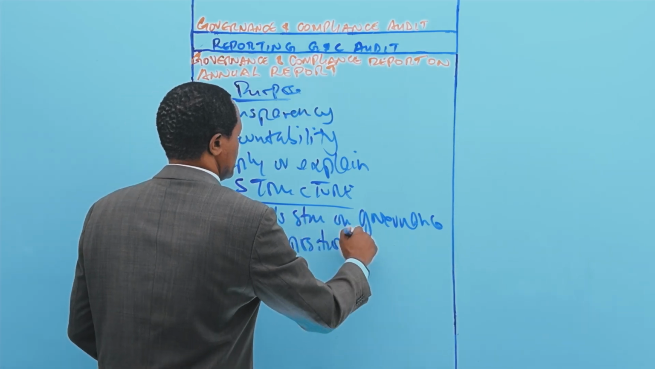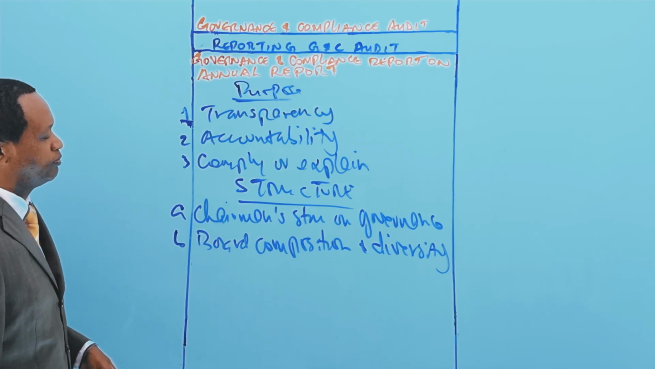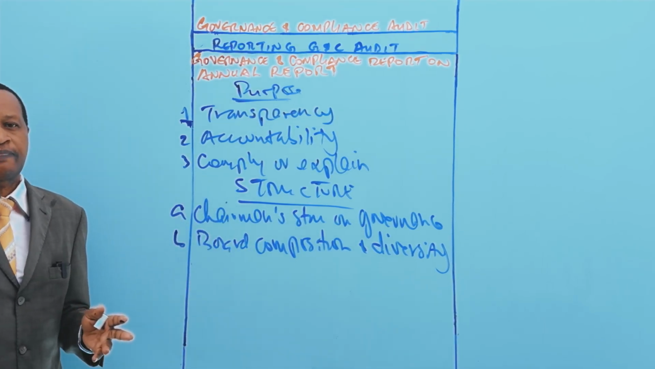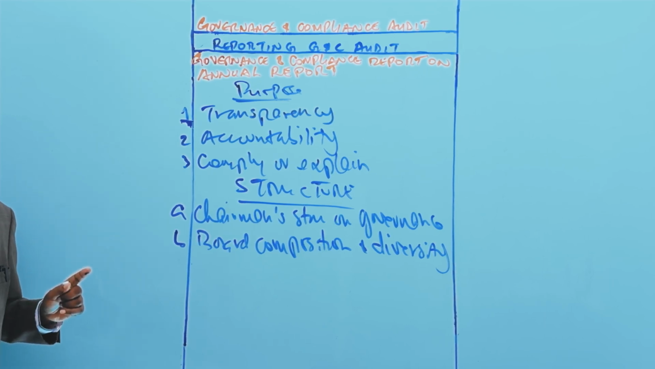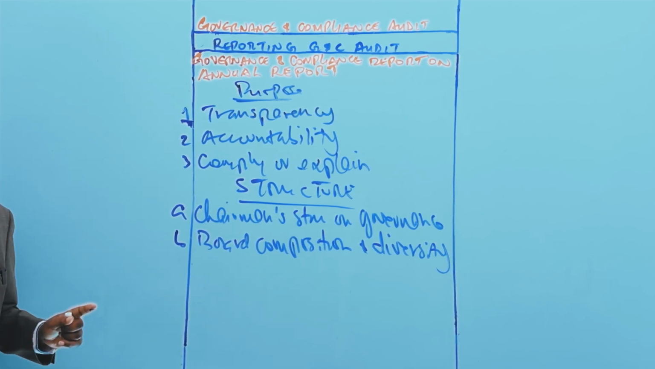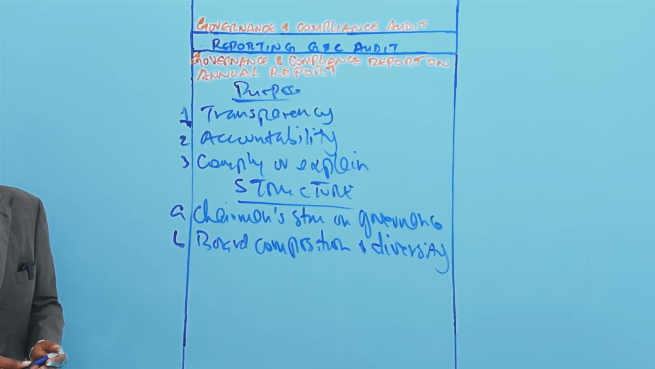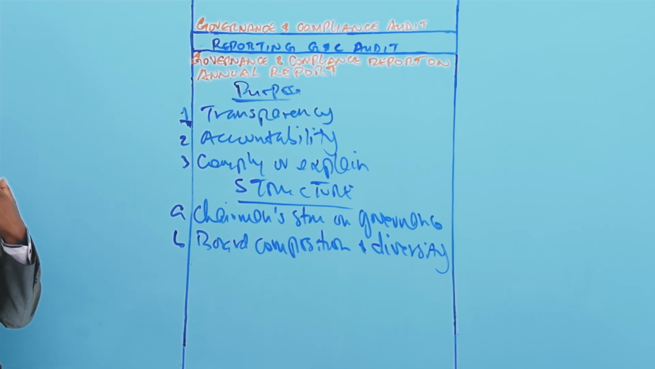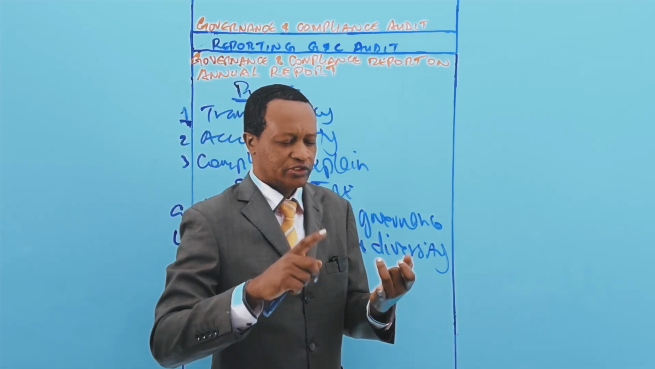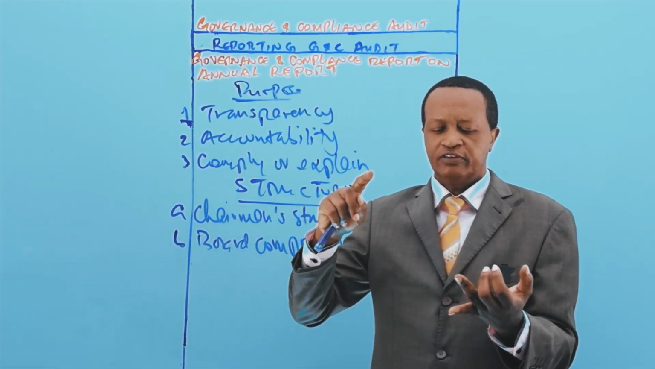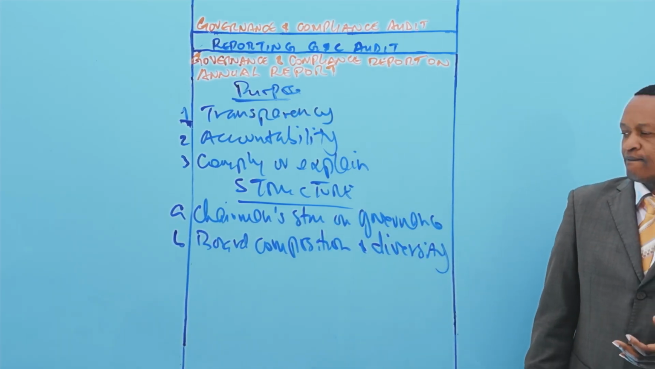Number 2 is board composition and diversity. Board composition and diversity is also one of the elements in this report. The report must have a list of directors, their qualifications, and their independent status. The report also includes attendance records for board and committee meetings. It includes a disclosure of the board's diversity, and this diversity could be on the basis of gender. There could be diversity on the basis of skills, age, and so on.